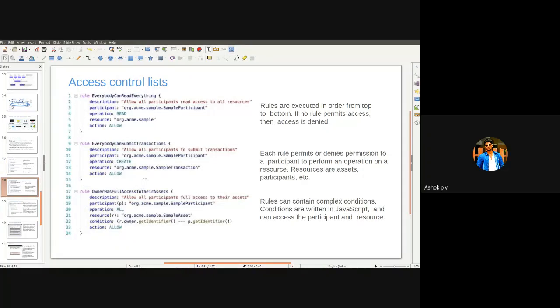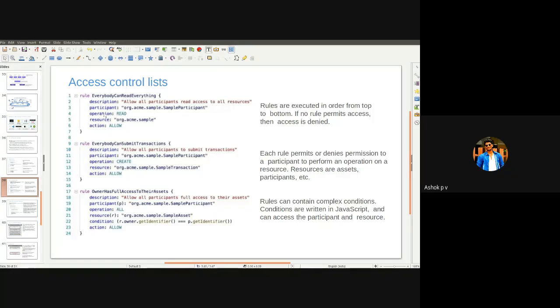You can understand who can access the control list, and rules are executed in order from the top to bottom. So the main thing would be at the top and then it will come down step by step. Each and every rule should be given a kind of weight on the participant and the resource he can actually execute. So if you see here, everybody can read everything. A sample participant can read, and he can only read.